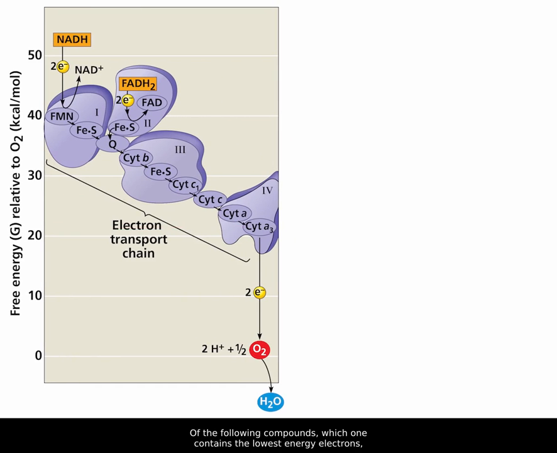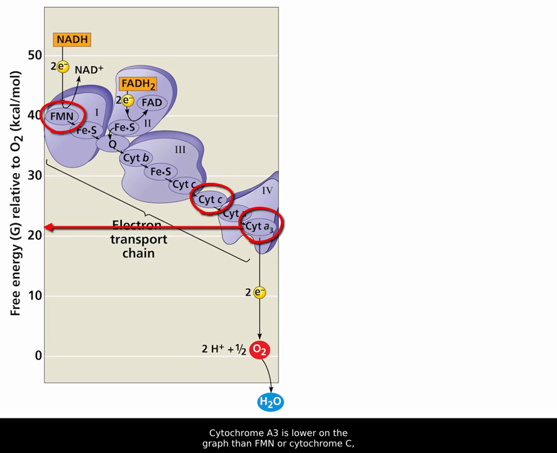Of the following compounds, which one contains the lowest energy electrons? FMN, cytochrome C, or cytochrome A3? Cytochrome A3 is lower on the graph than FMN or cytochrome C, so it has the lowest energy electrons of these 3 compounds.